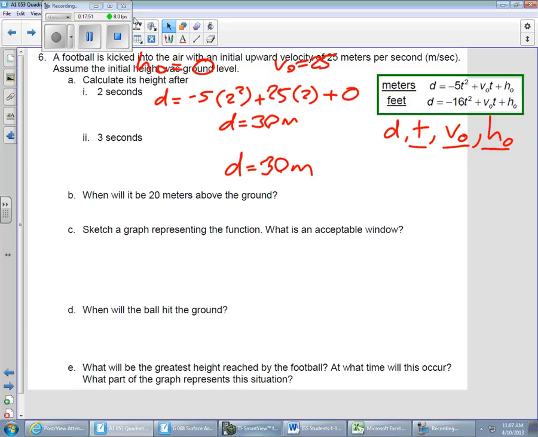Yeah, there's a couple of possible explanations here. One of them would be, well, maybe at 2 seconds it's still on its way up, but somewhere between 2 seconds and 3 seconds it has returned and now it's on its way down, and you're back at 30 meters again after 3 seconds. That's a possibility. But also let's think about what happens on the path of this ball when it's going upward, when it reaches its peak.